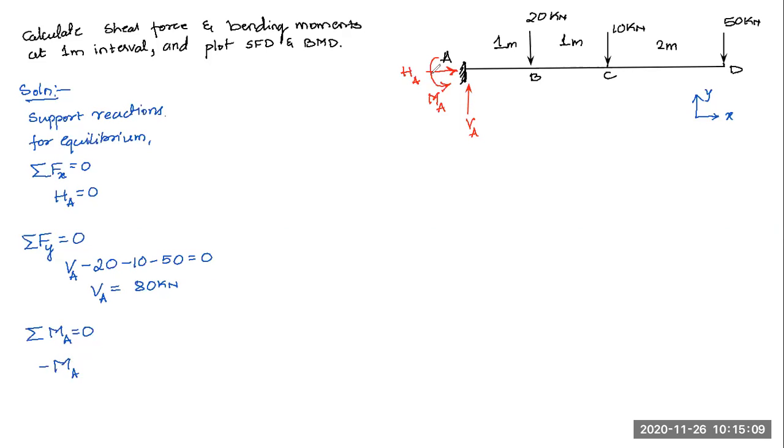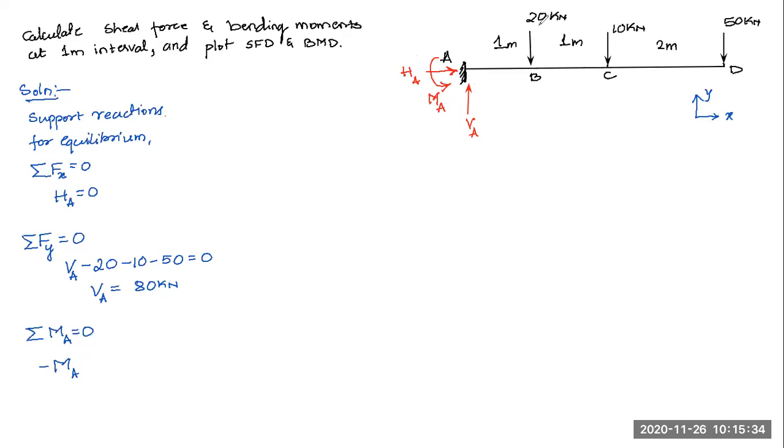So minus MA is one moment at A, and due to HA being 0, there is no question of moment. VA is directly applied at A, it is a reaction at A, so it will be acting at point A itself. So here VA will not develop any moment because there is no distance coming into the picture between VA and point A. So the moment due to VA is 0, or VA into 0.